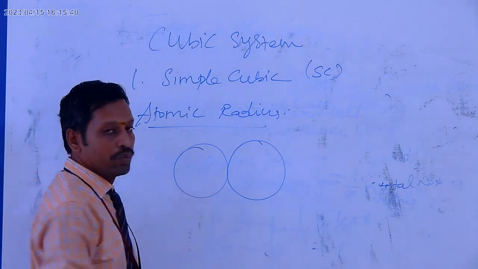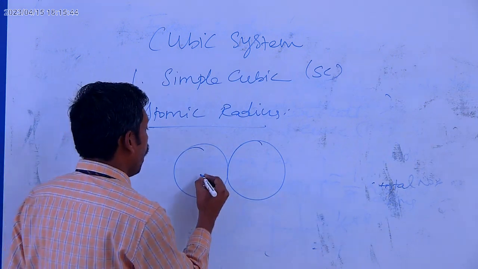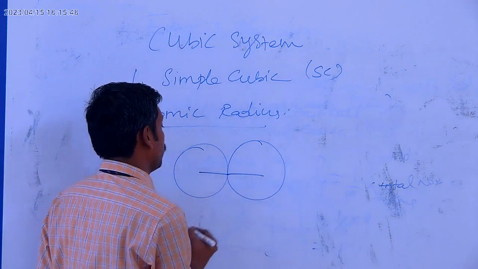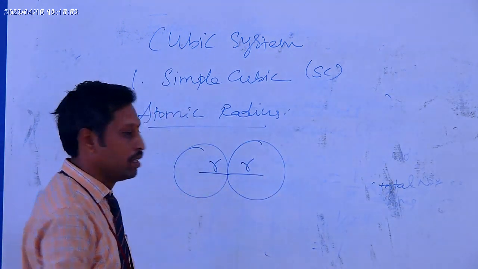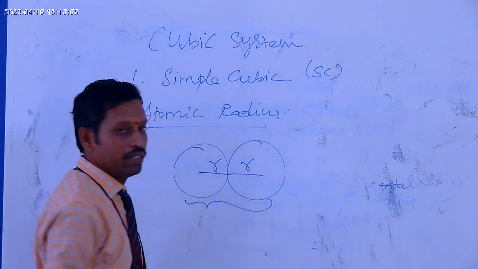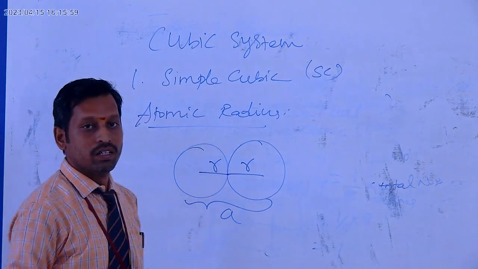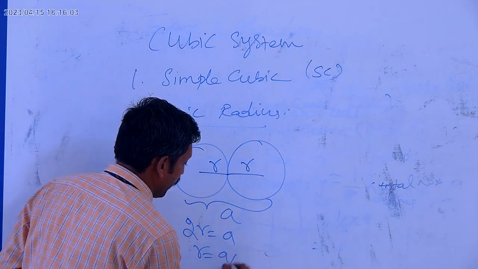So in simple cubic structure, the corner atoms touch each other. So half of the distance. So this is half of the distance. So this is also half of the distance. So this is r, the radius. So the distance between the two atoms is the lattice constant a. So here 2r is equal to a, r is equal to a by 2.